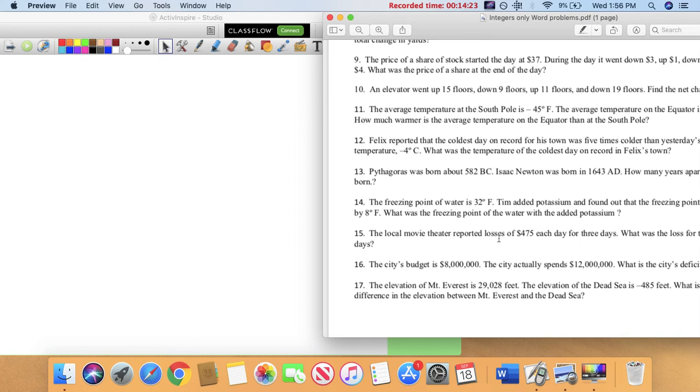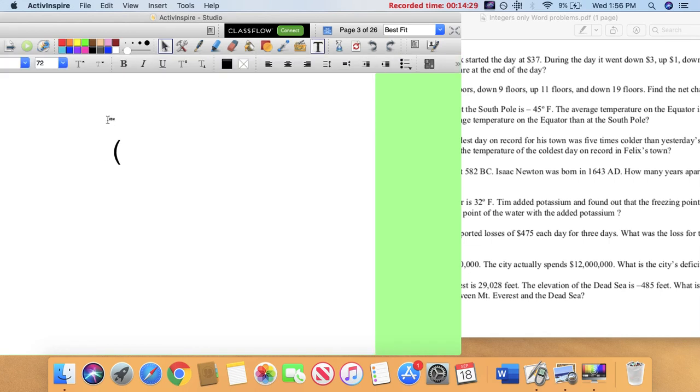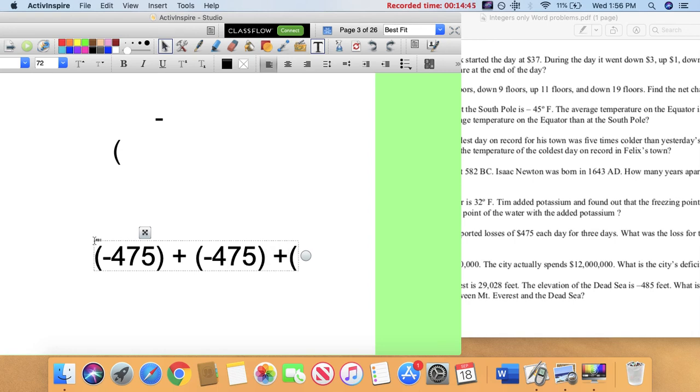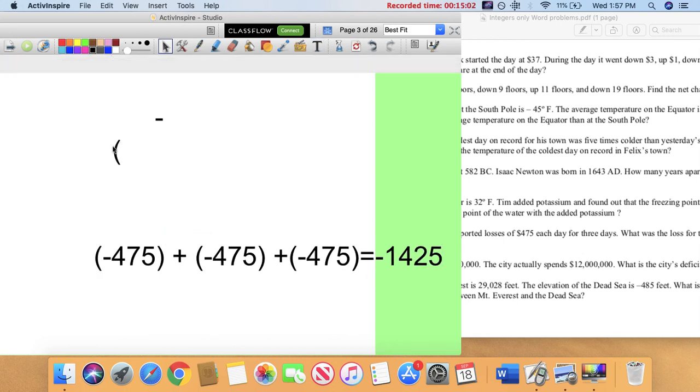The local movie theater reports losses of $4.75 each day for 3 days. What is the total loss? Well, a loss is represented by a negative number. Negative 4.75. And that happened 3 days. So just like the other problem, we're going to not multiply, but add negative 4.75 3 times. Negative, right? So after 3 days, how much money did that movie theater lose? It's going to be negative 14.25. That's how much loss there was.